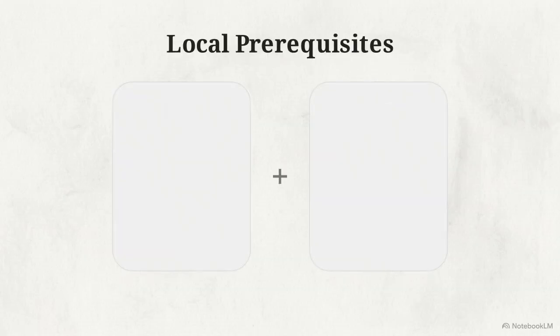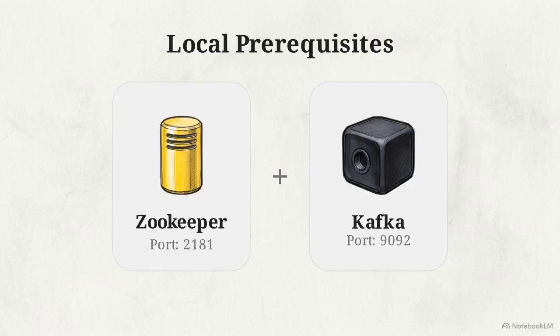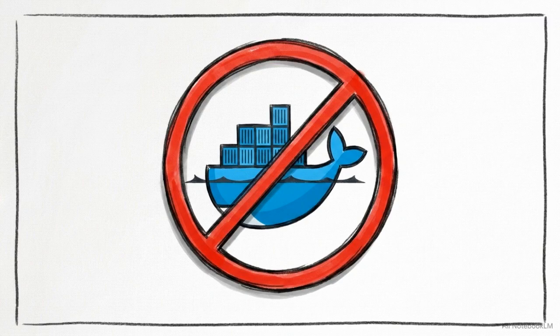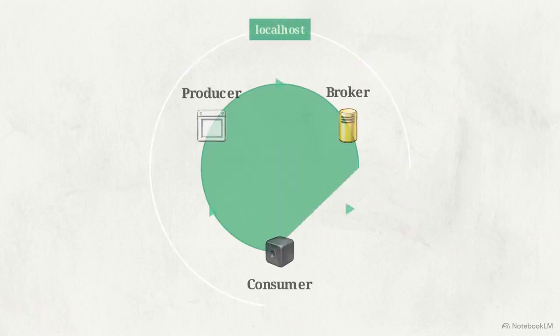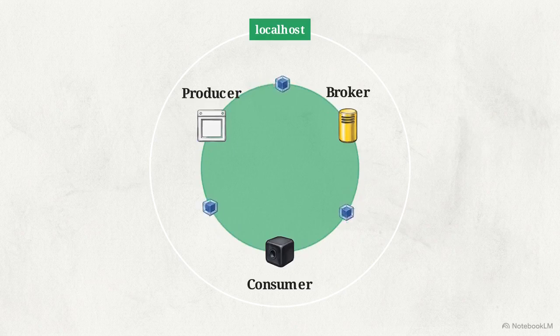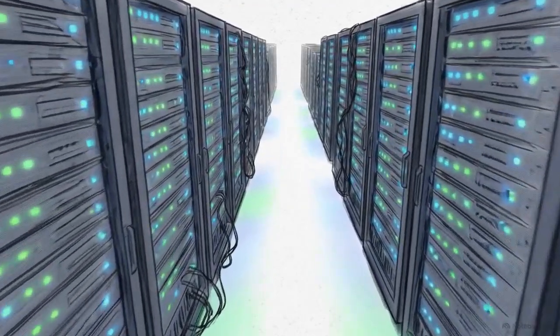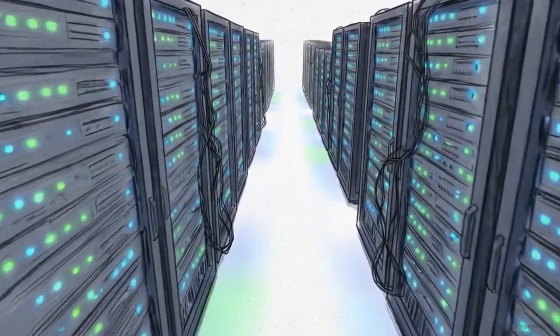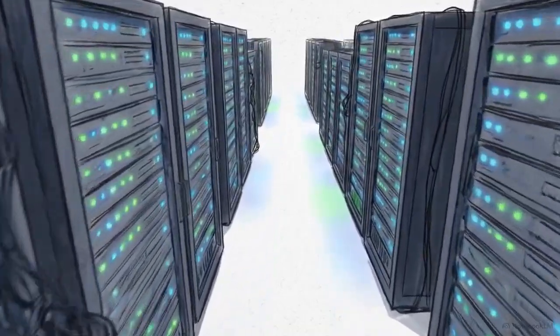To follow along, you need Zookeeper and Kafka installed directly on your local machine. We are keeping things strictly local for this build, which means you do not need Docker. Validating this closed, localized loop proves your basic architecture works. It is a mandatory first step before you attempt to handle distributed event streaming across multiple production servers.